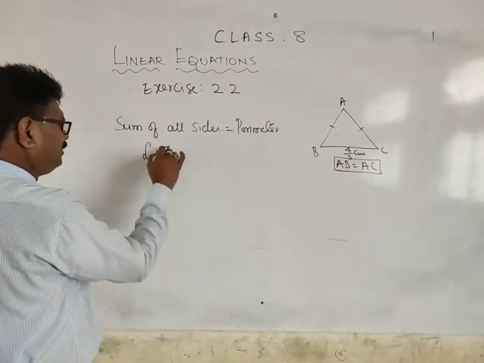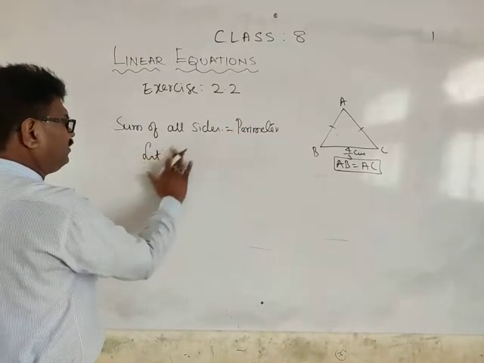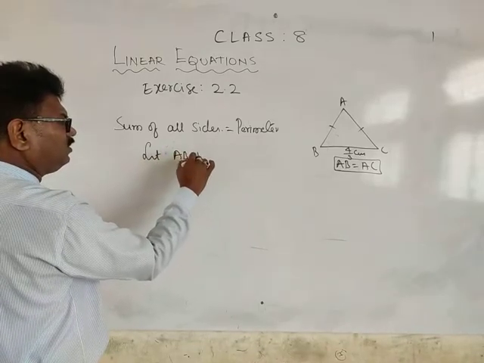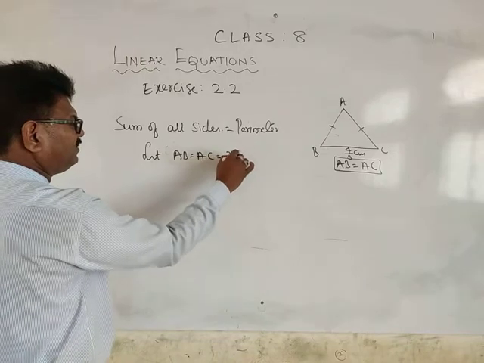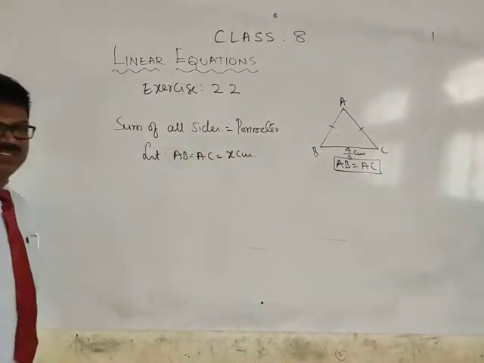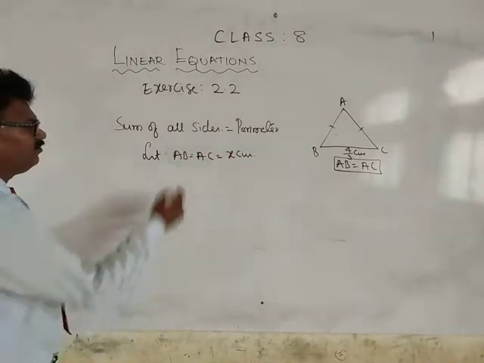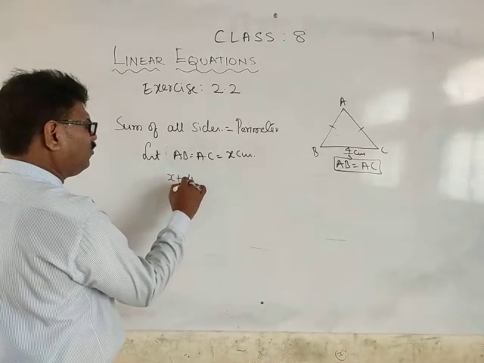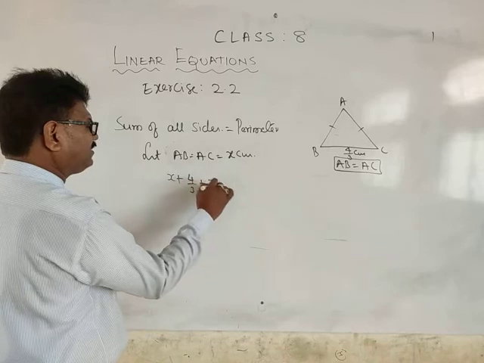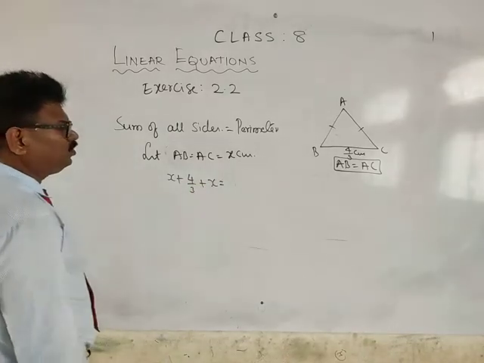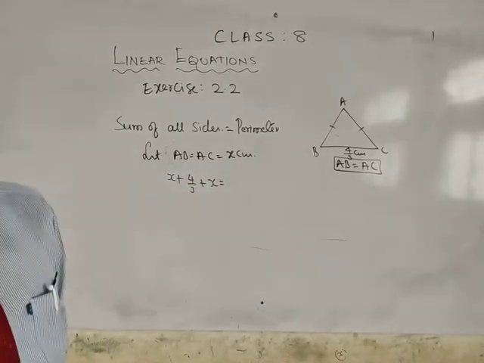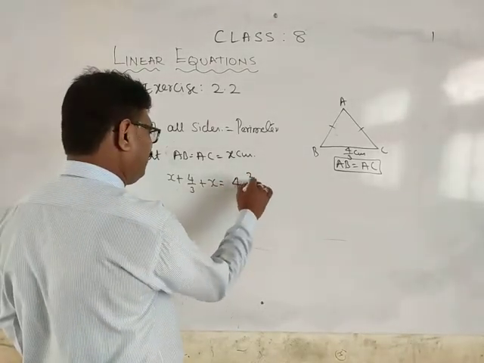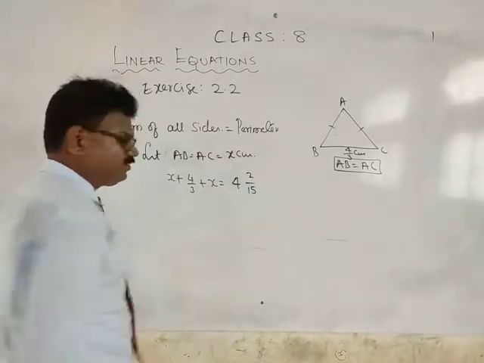Let AB equal to AC equal to x centimeters. Then the perimeter equals x plus 4 by 3 plus x. How much has he given? 4 whole 2 by 15 centimeters.